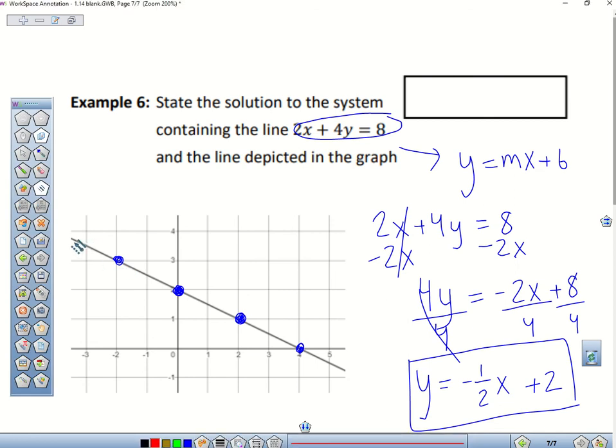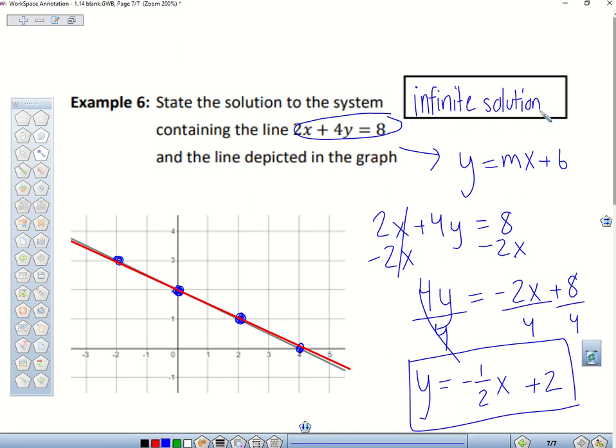So what do you notice happens here? They're overlapping lines, which means we have infinite solutions. Infinite solutions.